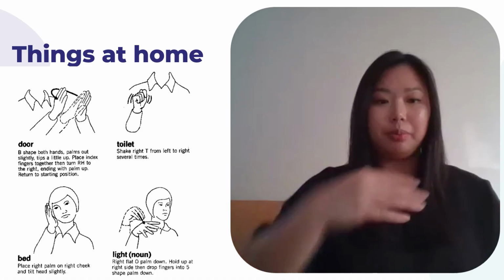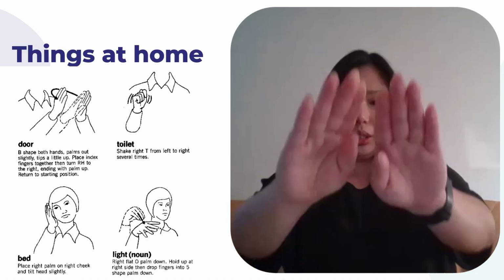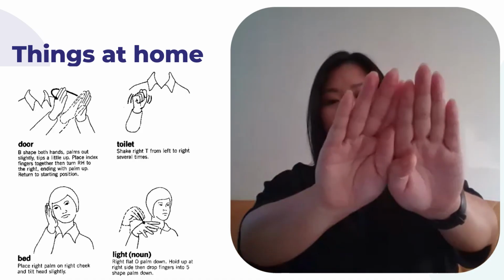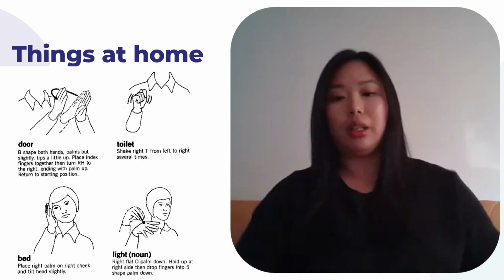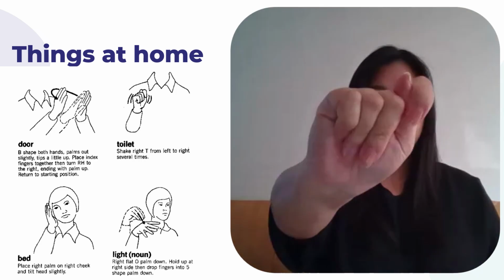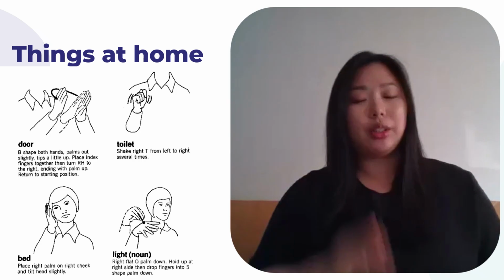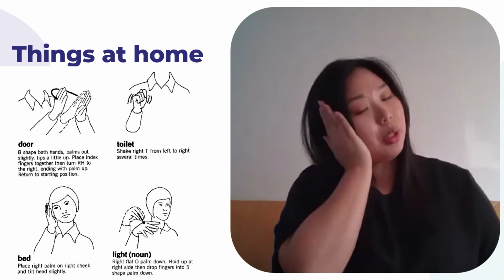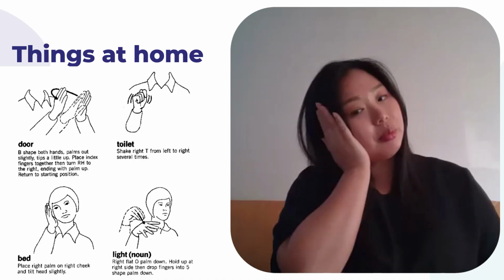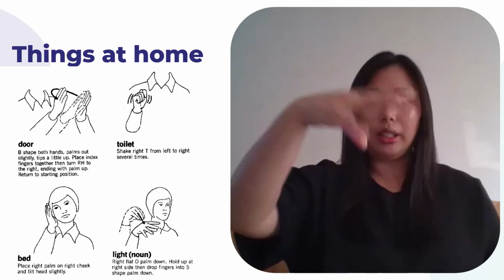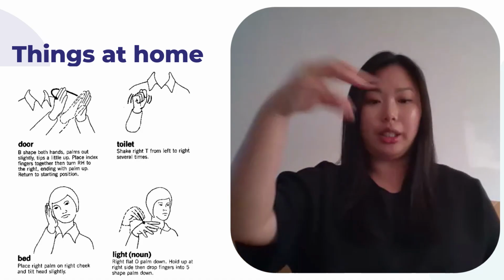Light. So we have door, so your hands are together and you open one up like a door. Toilet, make the letter T and then wiggle. Bed, place your cheek on your open palm. Light, you start up with your fingers together and move down and open like the light is shining.